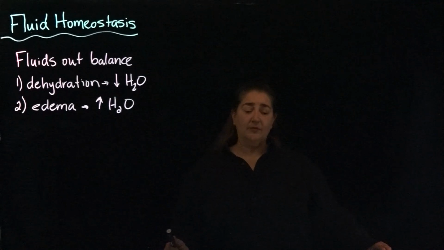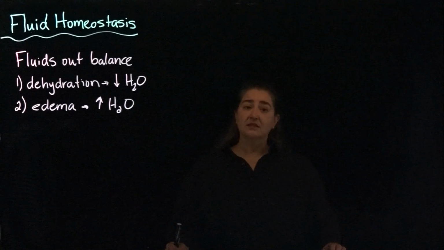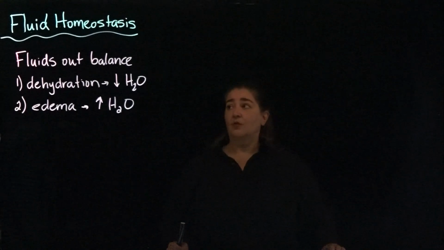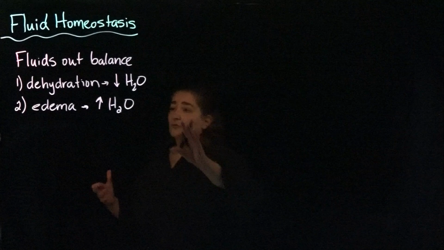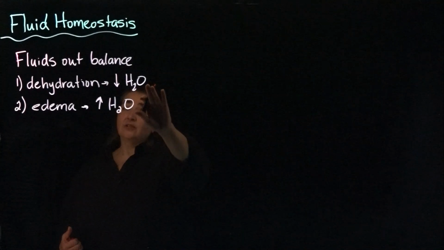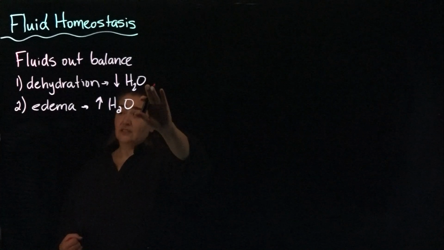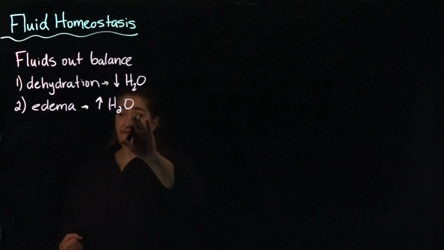Hello, and welcome back. We're going to continue going over fluid homeostasis in this video. We're going to talk a little bit about what happens when things go out of balance. All right. Now, I've got the two directions we can go. So when fluids go out of balance, you're either talking about having too little fluid, which can lead to dehydration, or you're talking about having too much, which is going to lead to swelling and edema.